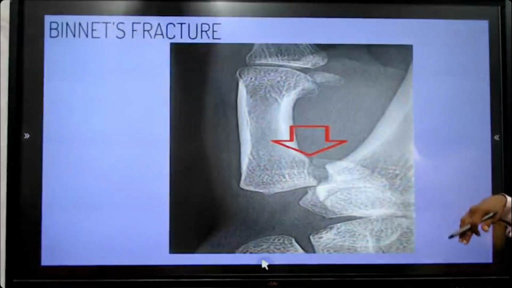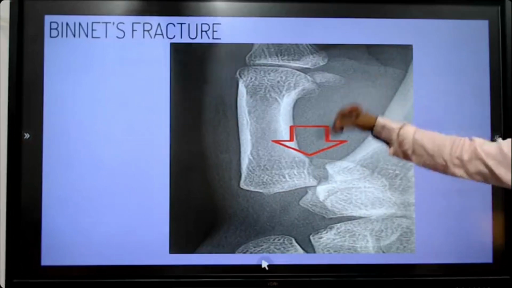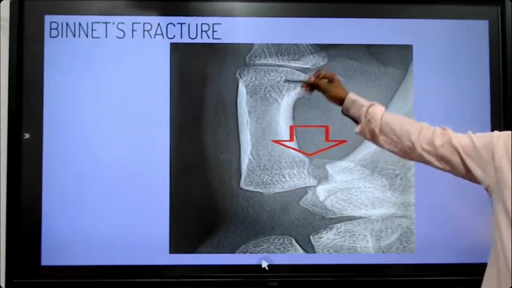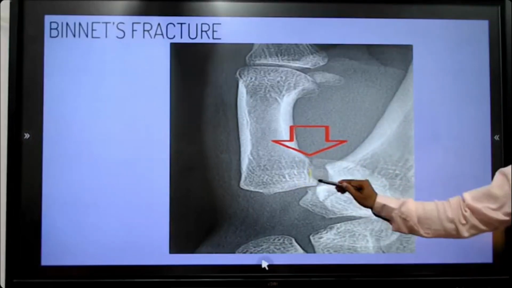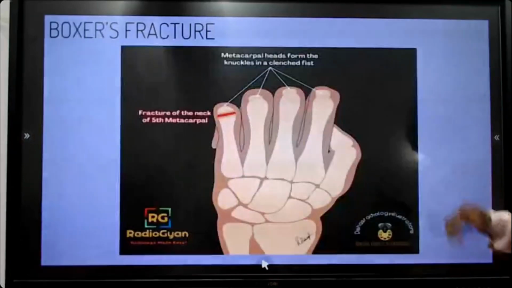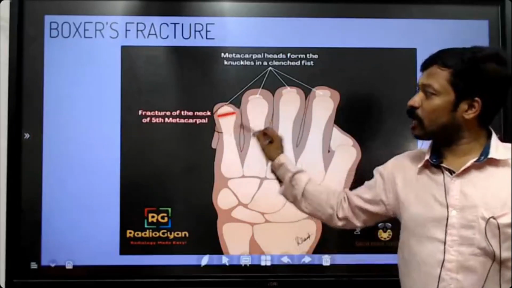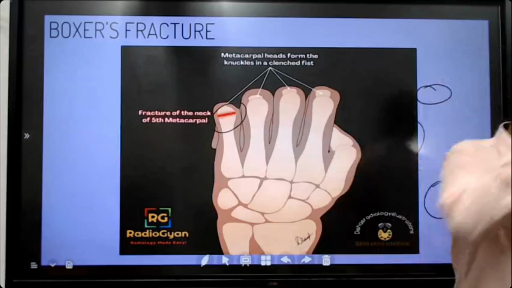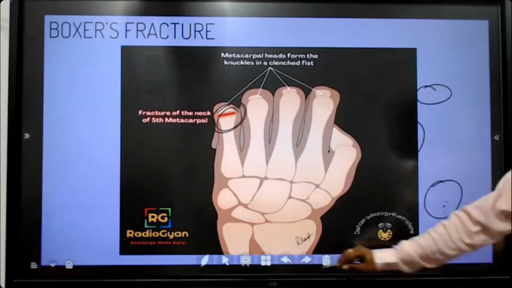And this one is Bennett's fracture. Which metacarpal? First metacarpal. See the thumb. Here is the fracture. Can you see? Next, boxer fracture. Where? Fifth metacarpal. Boxers, by hitting. Fracture.